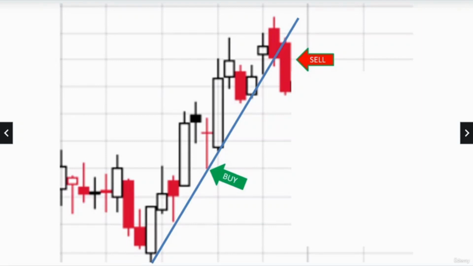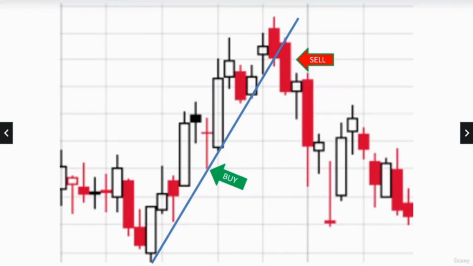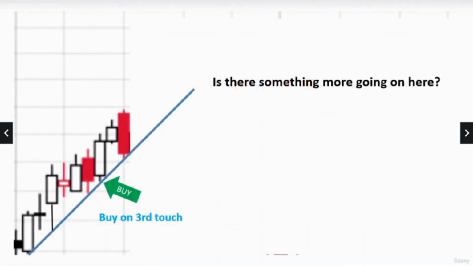In fact, I took this from a real security, and this is what happened afterwards. So you can see it actually really did break the trend and start heading in the opposite direction. So I wanted to sell and get that profit before it went down and ate up all my profits, is the idea behind this. So I'm watching that trend line, I'm buying on the touches, and I'm selling once it crosses through there.